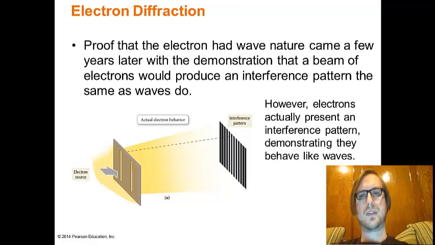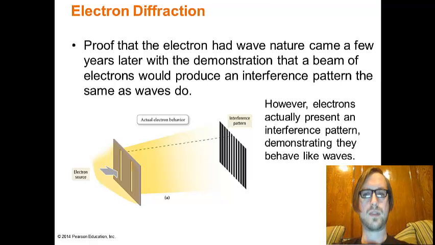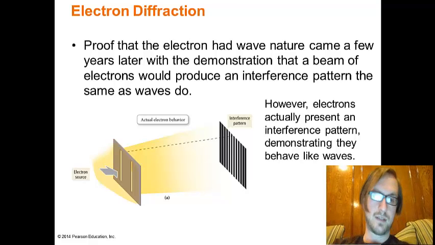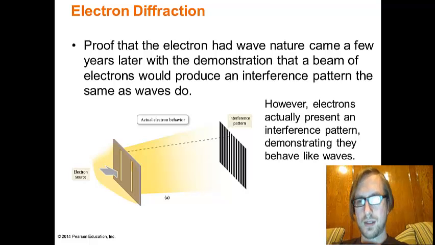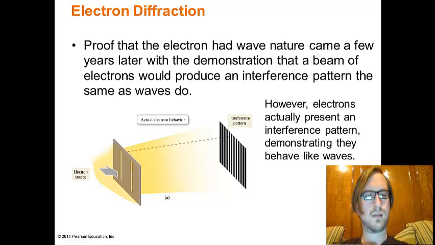The proof that the electron had wave nature came a few years later with the demonstration that a beam of electrons produces an interference pattern, same as waves do. So not only does light give this interference pattern, but if we have the detector of where an electron hits, the electrons do this too. So that means that electrons can behave like waves as well.